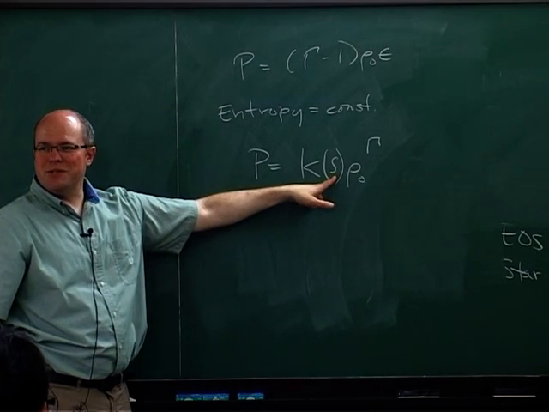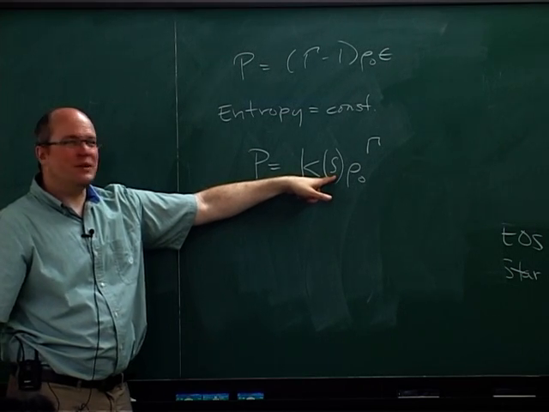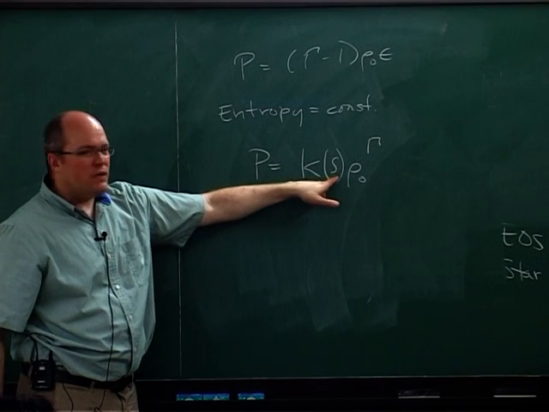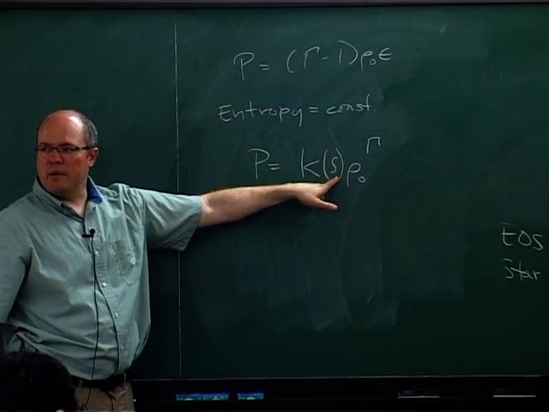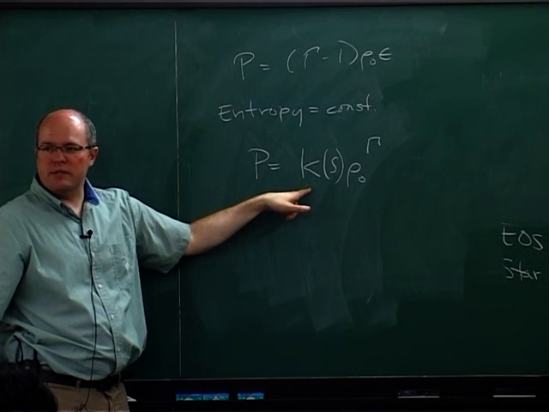This is not the S of momentum. This is the S of entropy. But I'm writing K as a function of entropy because it reminds me that this K is only constant if the entropy is constant.